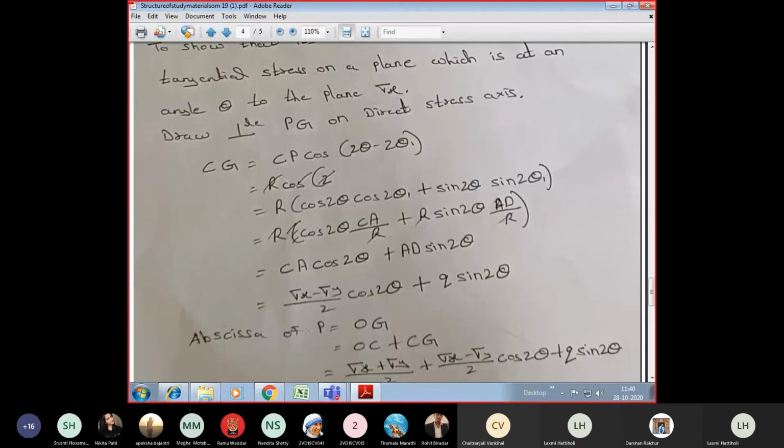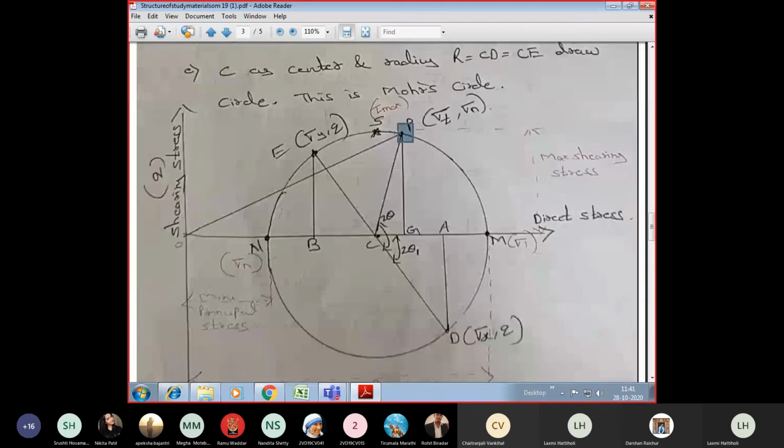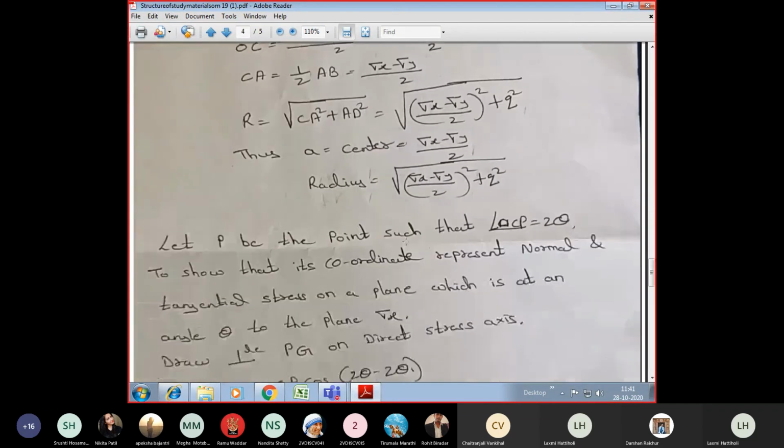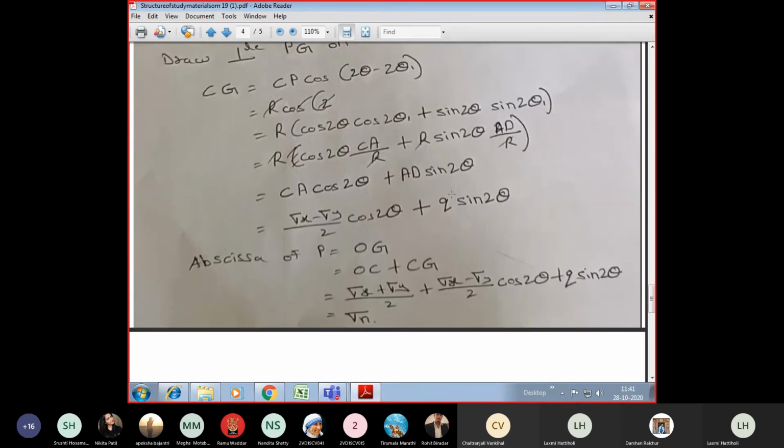Now later on, the abscissa of P is nothing but OG. Let me show you in the diagram. So this is the point P. What is the abscissa of P? OG. OG is the abscissa, that is the x-axis. Now this OG, I can split it. How do I split it? OG, I can take it as OC plus CG. Is it not? OG is equal to OC plus CG. So that's what I have written here. Yes, here you can see OC plus CG. Okay, so abscissa of P is OG, that is OC plus CG.